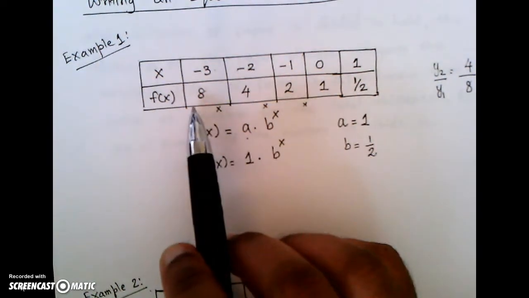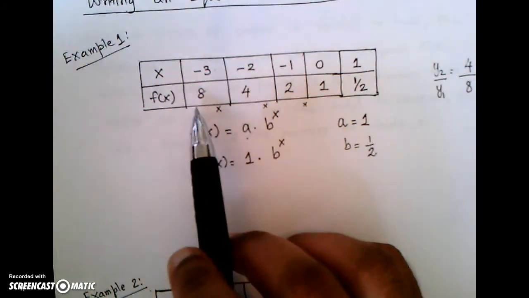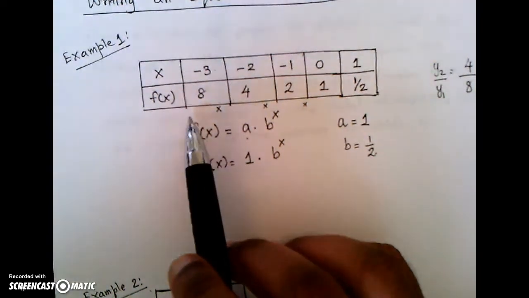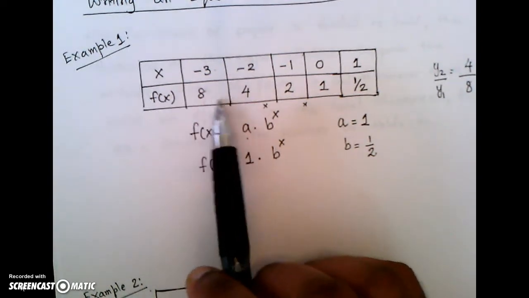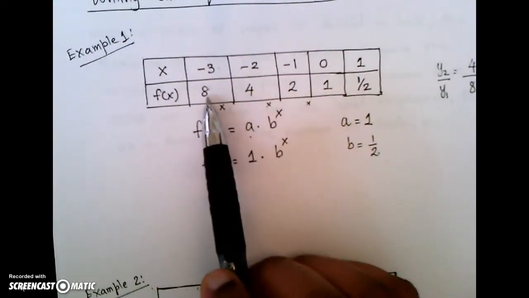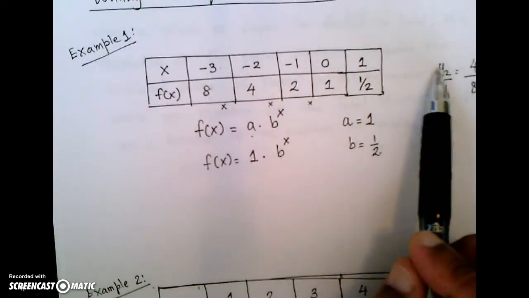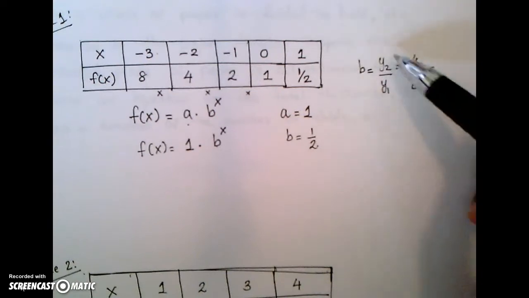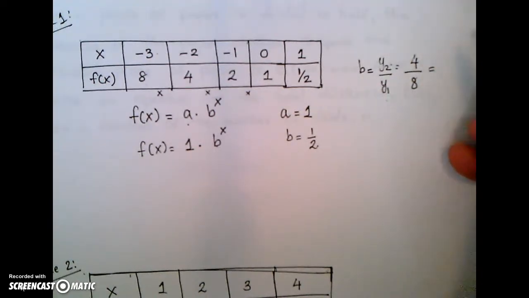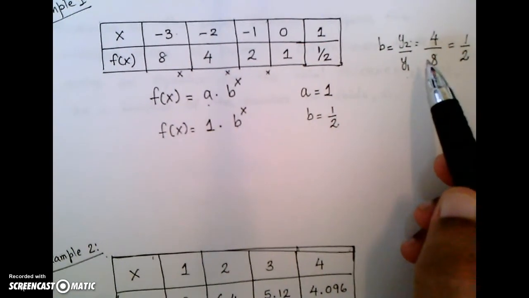So it's always unidirectional, not like your linear function where whichever way you go, your slope is going to be the same. But in this case, it's not going to be the same. It is unidirectional. Either it comes from above and goes down, or it starts from down and goes up. You always have to go from left to right. This is my first point, that is y1. This is my second value, that's my y2. So my ratio is always y2 over y1, which is 4 over 8, which is also half, right? So b is half.